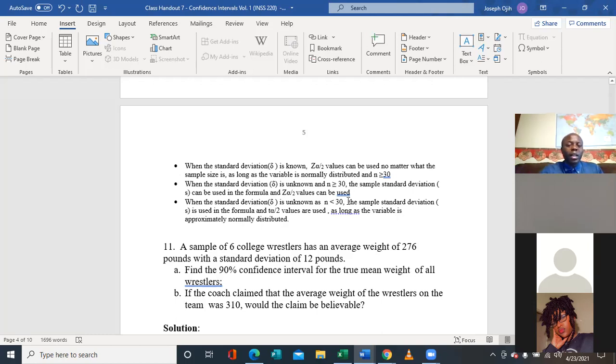Now, when the standard deviation is unknown and the sample size is large enough, the sample standard deviation can be used in the formula, and you can still use the Z table. This is the one that applies to your project, when the sample size is large enough. When the standard deviation is unknown and the sample size is less than 30, then we have to use the T distribution table.